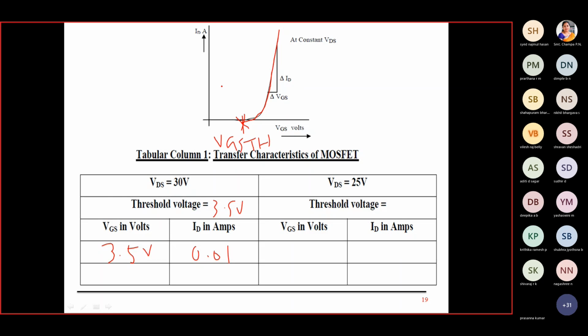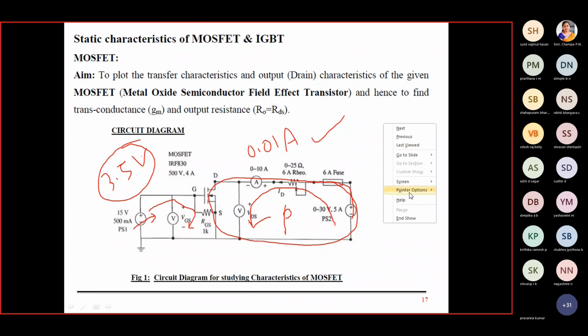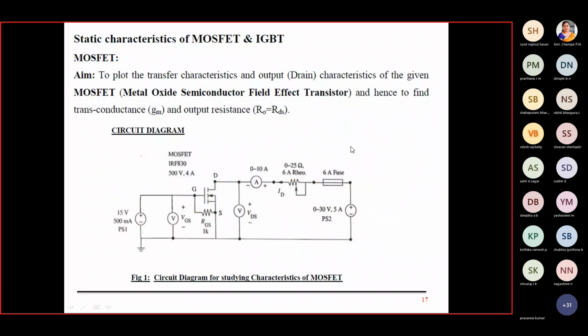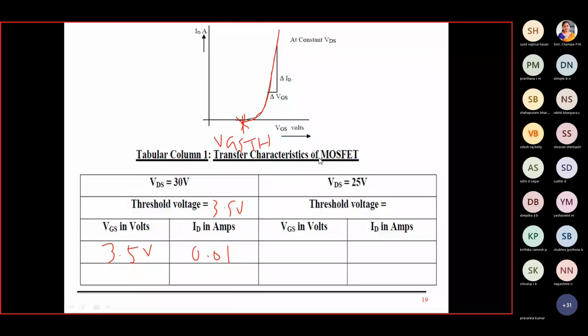Once I got the reading here, 3.5 volt and 0.01 amps, thereafter you increase further your PS1, from 3.5 to maybe 3.6, 4, 4.5, 5, like that. Up to 15 volt you can go, no problem. You can take some 5 to 8 readings. That is a plot of VGS versus ID, keeping your VDS constant at 30 volt. We tabulate all the values here.